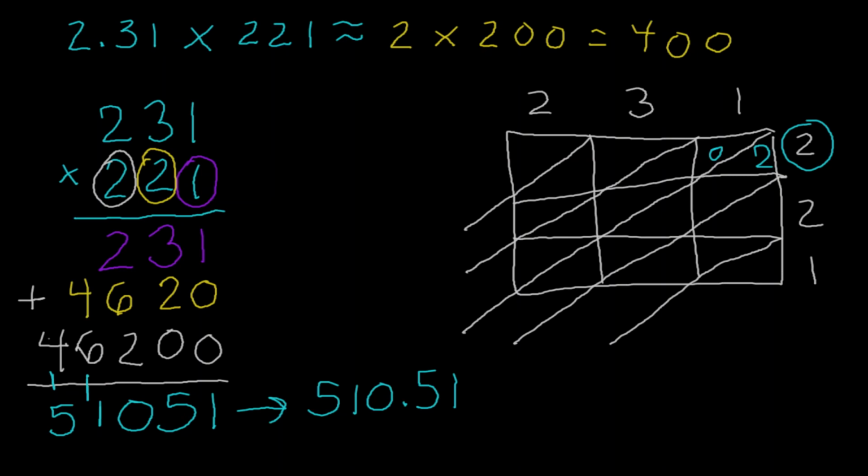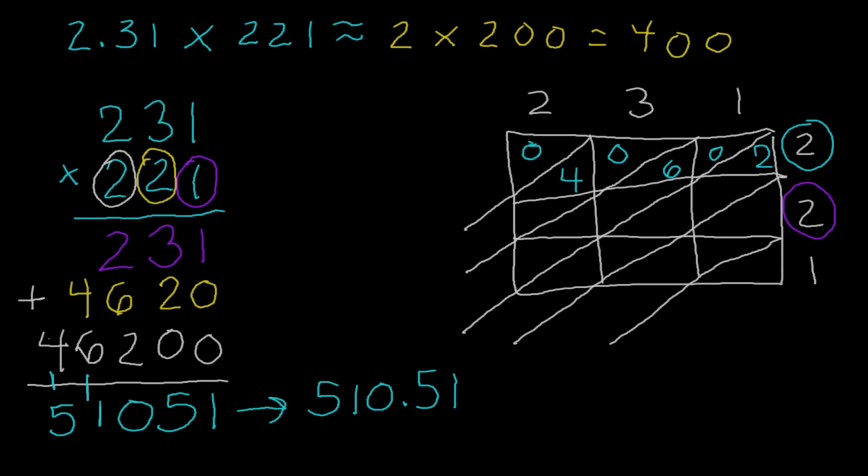2 times 3, that's 0 tens and 6 ones. 2 times 2, that's 0 tens and 4 ones. I'm going to continue. Now I'm going to multiply every digit in the top factor by 2.